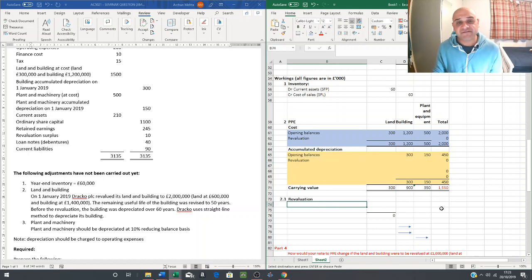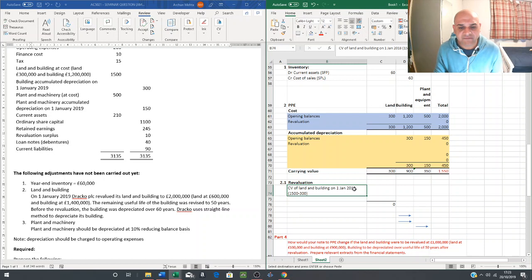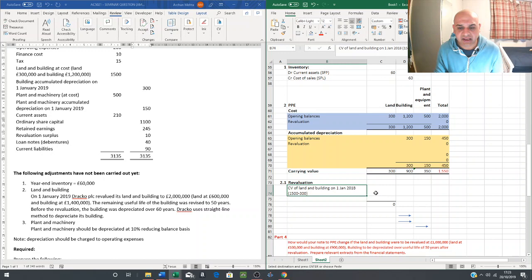So in order to find the revaluation, first of all, we need to work out what the carrying value of the asset was at the date of revaluation, or before the revaluation, what the revaluation amount was, and therefore whether there was a gain or a loss. Now, if you notice, I've done working number 2.1, or note number 2.1, over here, which talks about the revaluation and provides the figures. So let's start with the carrying value first of all, shall we? So we know that the carrying value for the land and building on 1st January 2018 would be the cost 1500, total cost, minus accumulated depreciation. And that is 1200. So we know that 1200.